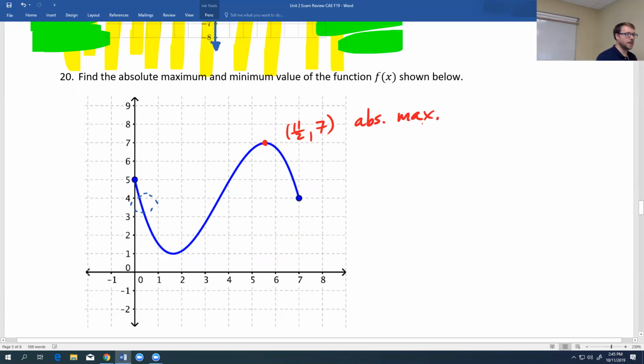Okay, is there a smallest value, smaller than every other y value on the function? Where does that happen, if it does happen? 3/2, 1. Yep, 3/2, 1. So you could have also said 1.5, 1. And that's our absolute min. It's got to be smaller than everything else, and the absolute max has to be bigger than everything else.